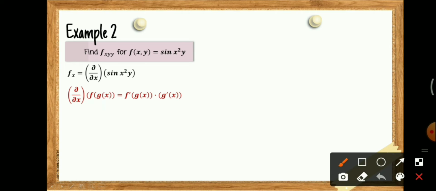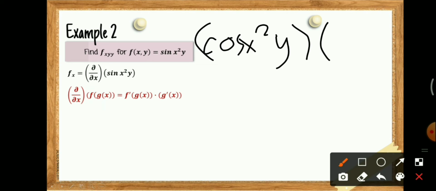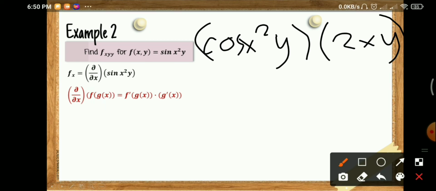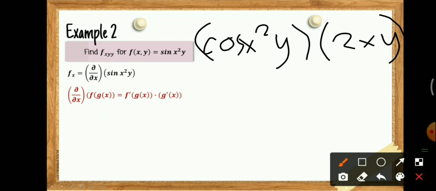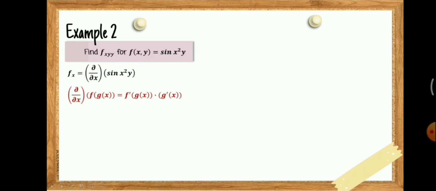So the derivative of sine is cosine x squared y, and then the derivative of the inside function, which is x squared y, with respect to x is 2xy. So 2xy times cosine x squared y is equal to 2xy cosine x squared y. So we have now the first partial derivative with respect to x.